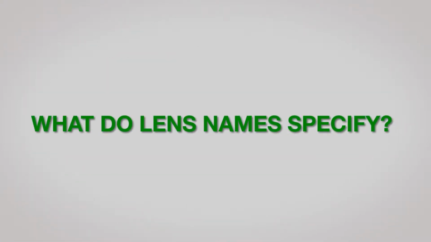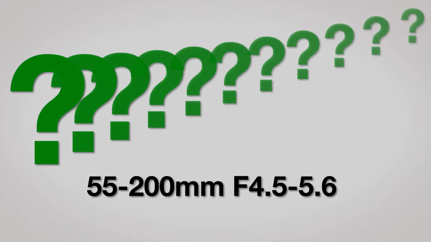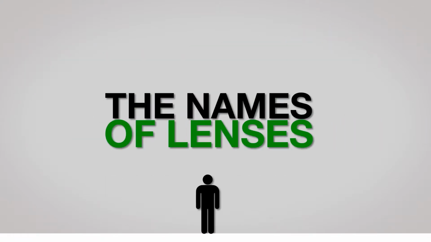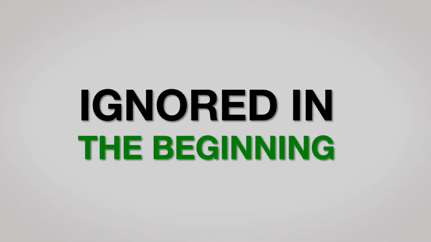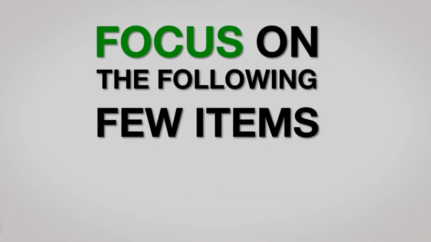What do lens names specify? If you have seen any lens page on its manufacturer's website, then you would have observed that the lens name is written in a special format. A new camera user may find it difficult to understand the lens names. The names of lenses contain lengthy lists of numbers and letters, which may confuse you. However, the majority of them can be ignored in the beginning. You just need to focus on the following few items.